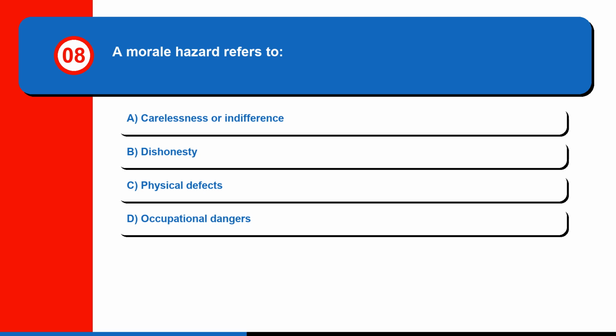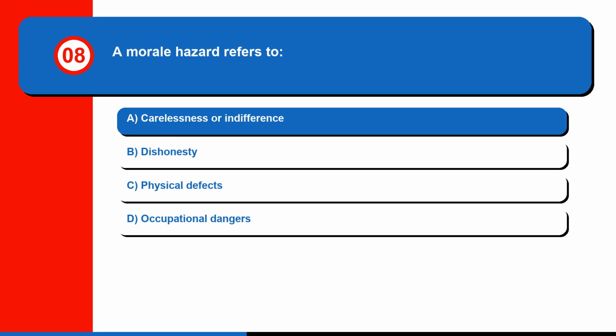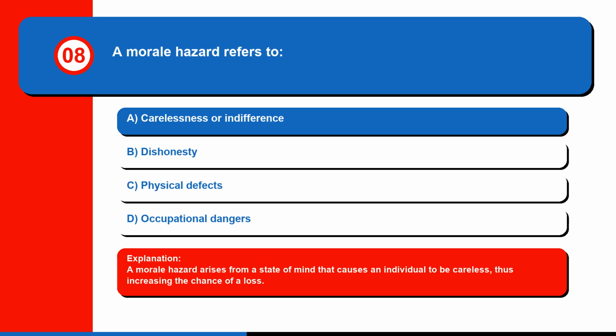Question 8. A morale hazard refers to A. Carelessness or indifference. B. Dishonesty. C. Physical defects. Or D. Occupational dangers. The correct answer is A. Carelessness or indifference. A morale hazard arises from a state of mind that causes an individual to be careless, thus increasing the chance of a loss.